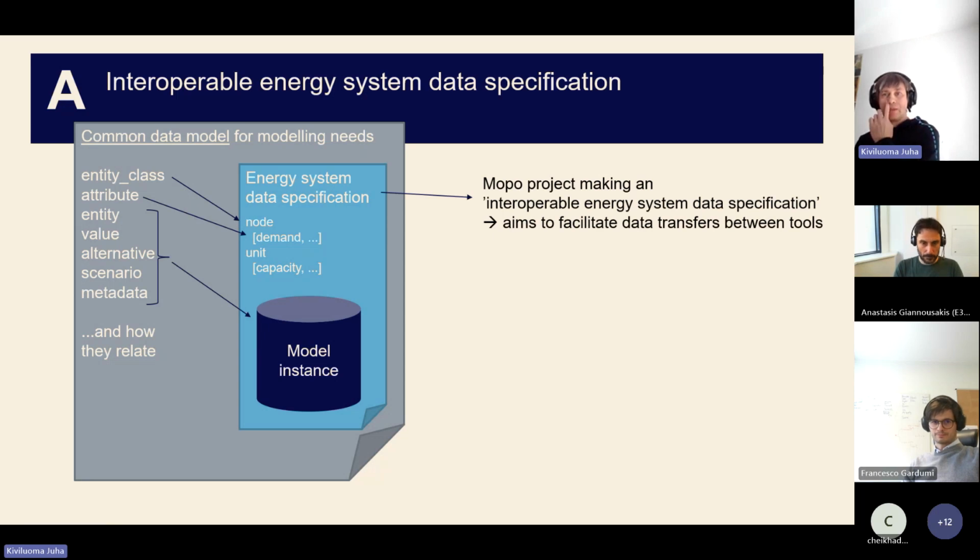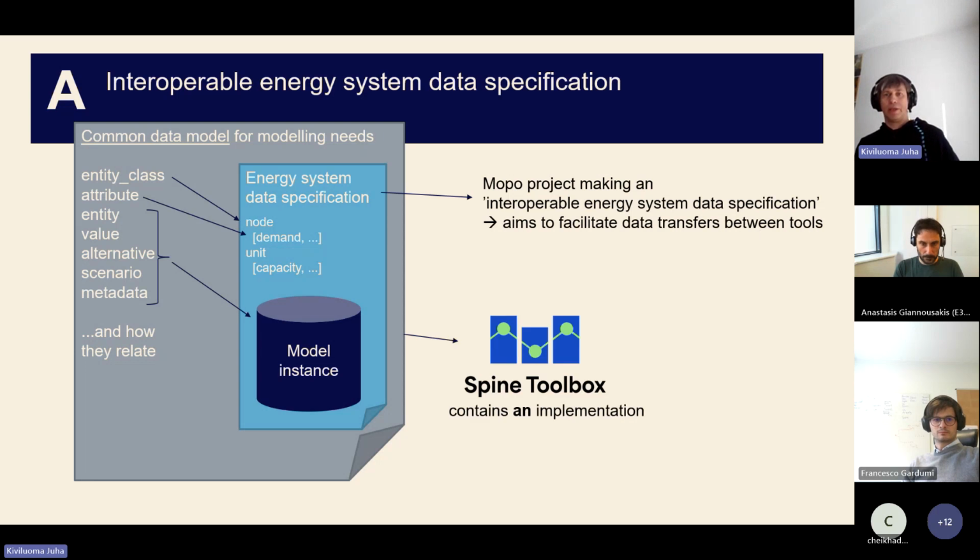So we are making this specification to facilitate the data transfers, and then we have an implementation of this in Spine Toolbox. But I'm trying to say that this is just an implementation. Someone else can make another implementation following the specifications. Doesn't need to be Spine Toolbox.